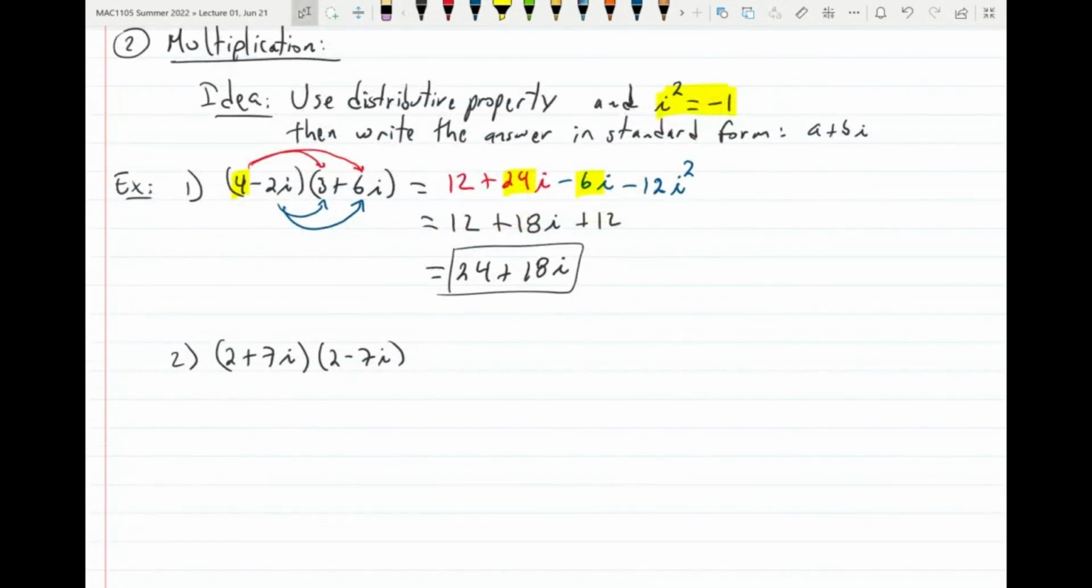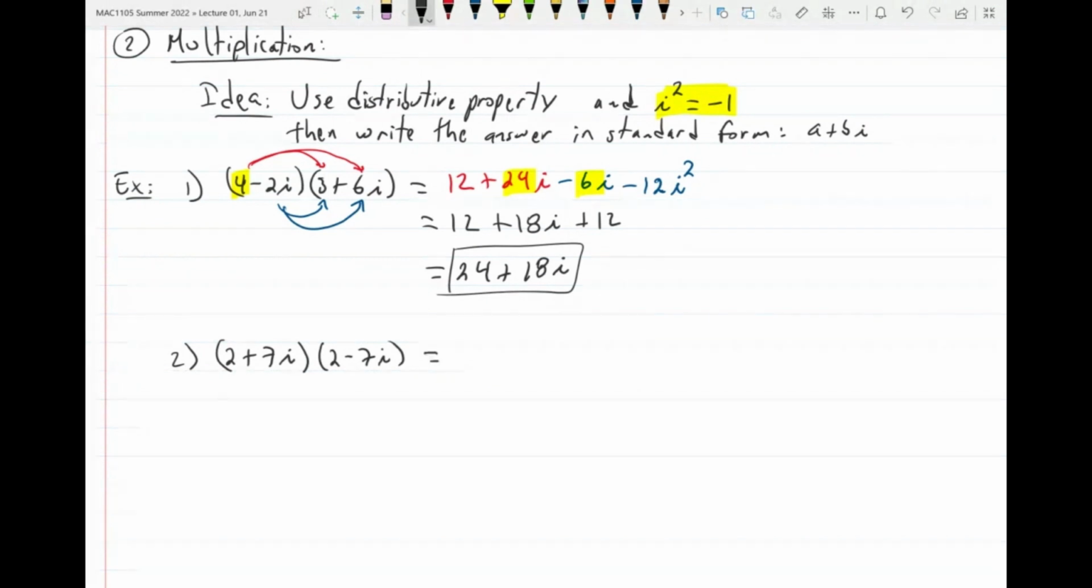And then how about number 2? 53. Everybody getting 53? Okay, good. Who can tell me a quick way of doing this? Just multiply 2 times 2 and then 7 times 7. Since they're conjugate pairs, the imaginary parts get rid of each other. Why? Because one becomes positive and the other becomes negative, so they cancel out. Okay, good.